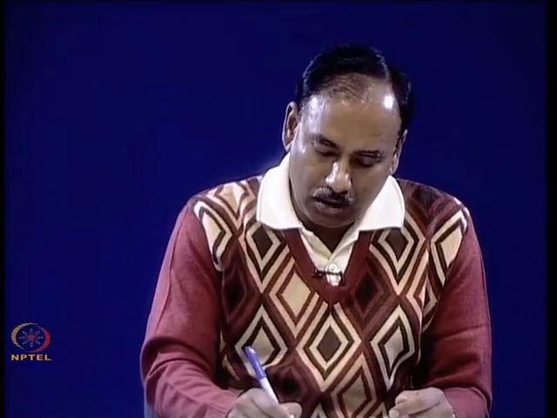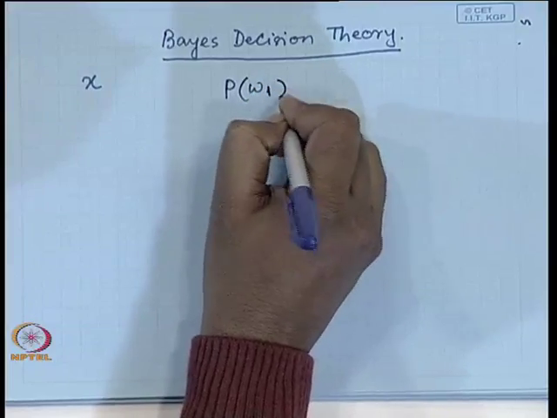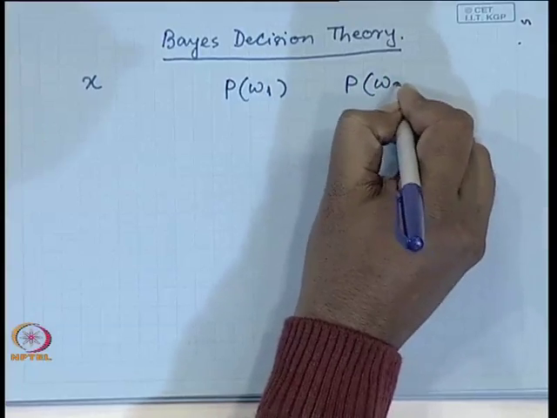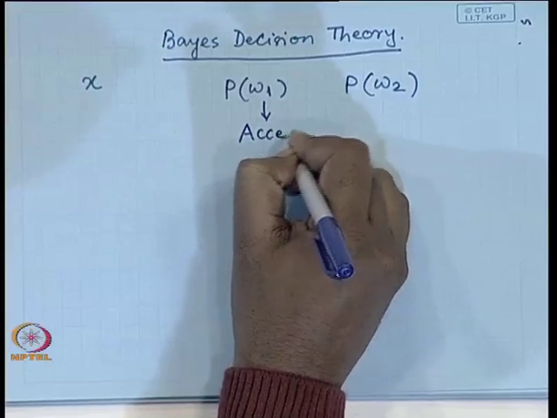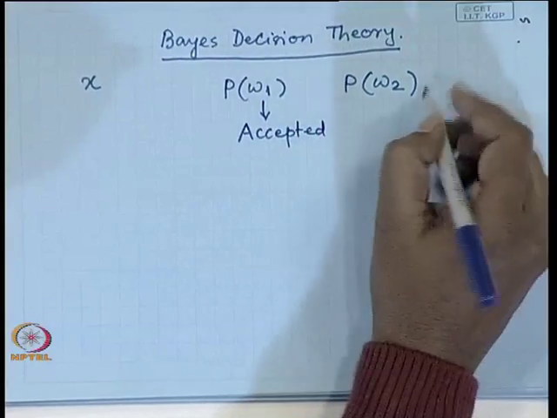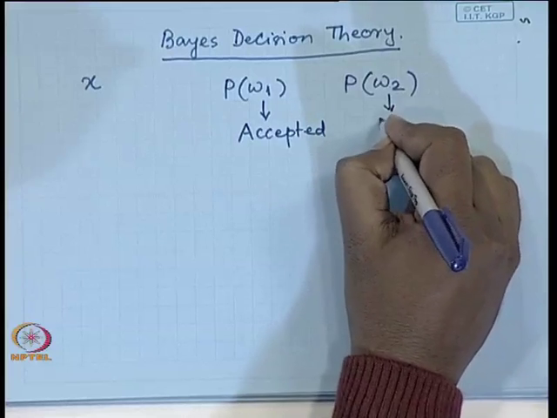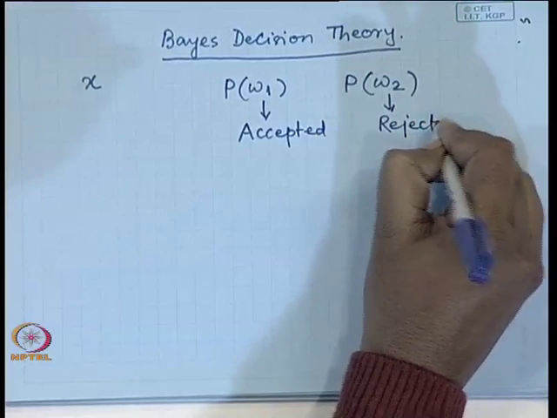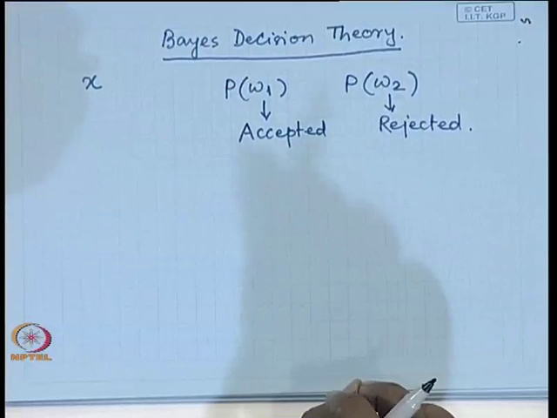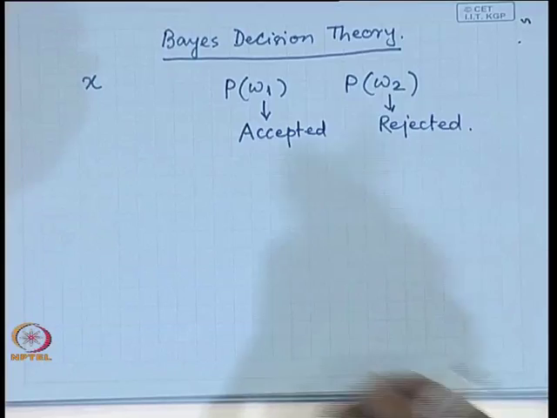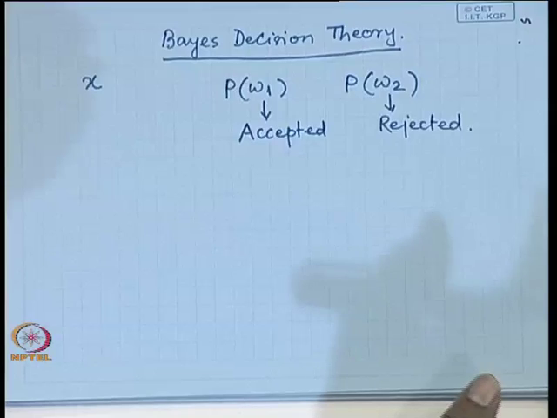So, for doing this job, we have said that we have some a priori probability, that is p of omega 1 and p of omega 2, where omega 1, let us assume, is the category of accepted objects and omega 2 is the category of rejected objects. And p of omega 1 is the a priori probability that the object will be accepted and p of omega 2 is the a priori probability that the object will be rejected.